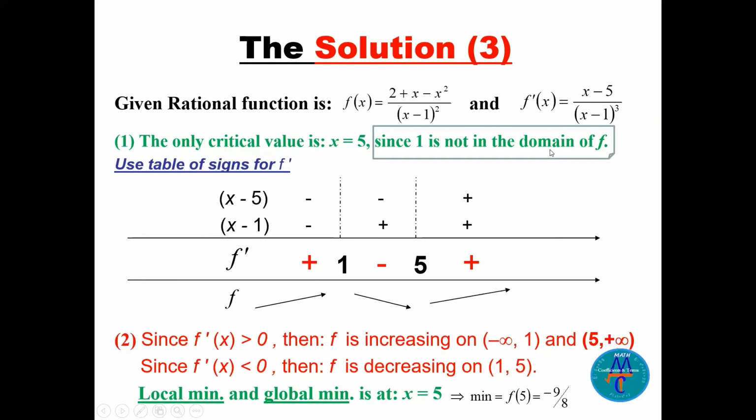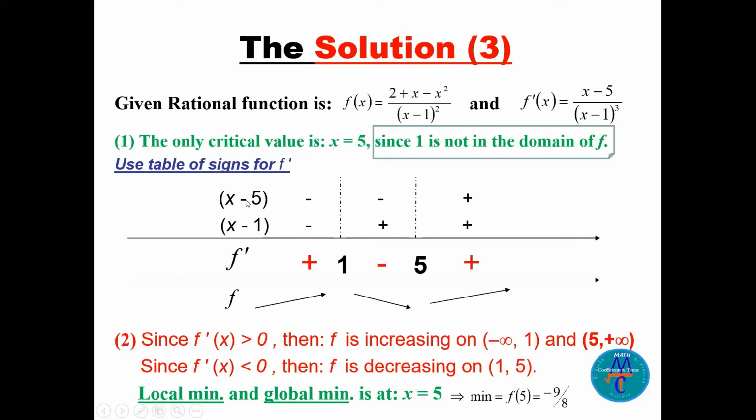Here we take the first derivative and we find the critical values. The critical values are where f prime is equal to 0, so only x equals 5. Now 1 is not in the domain of the function, since it will make the denominator 0. Otherwise, we take 5 and 1, but 1 is not in the domain, so we cannot consider it as a critical value. But it should be shown here in the table. This is the table of sign for f prime.